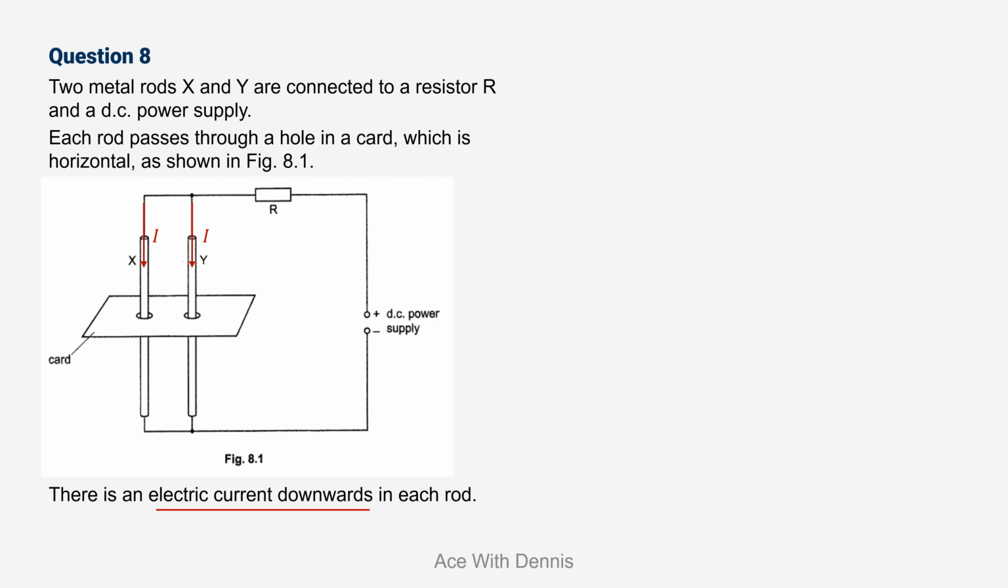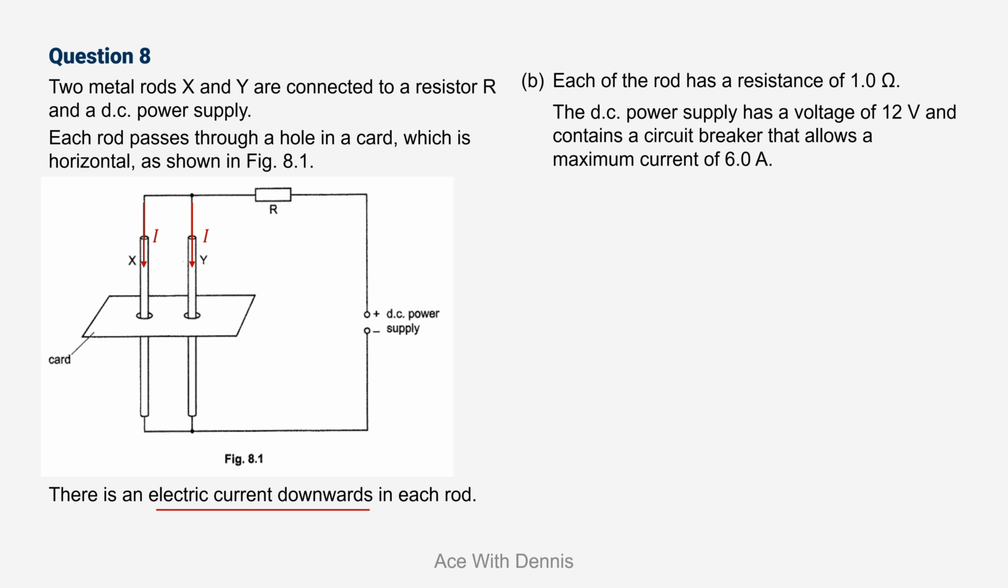B. Each of the rods has a resistance of 1.0 ohms. The DC power supply has a voltage of 12 volts and contains a circuit breaker that allows a maximum current of 6.0 ampere. 1. The current in resistor R is 6.0 amperes. Calculate the resistance of R.